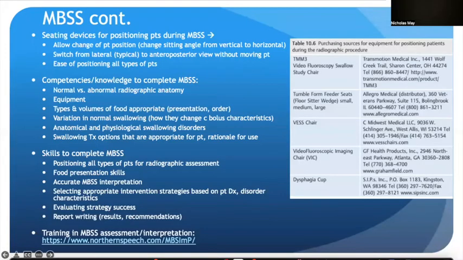Of course, you'd want a knowledge of appropriate intervention strategies based on the patient's disorder, their diagnosis, the characteristics of their disorder, the ability to evaluate whether or not the strategy was successful, and report writing skills.